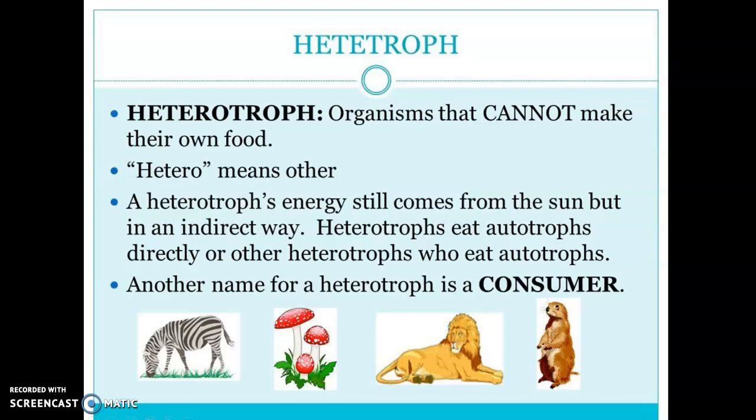Heterotrophs are typically referred to as consumers. They cannot make their own glucose. Heterotrophs' energy still comes from the sun, but it comes indirectly by way of other organisms, and specifically autotrophs. So autotrophs are going to ultimately provide the glucose necessary for the production of ATP to all consumers.